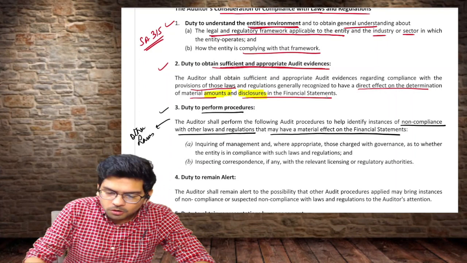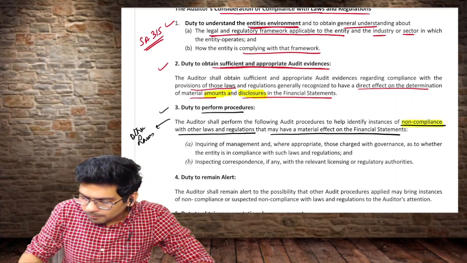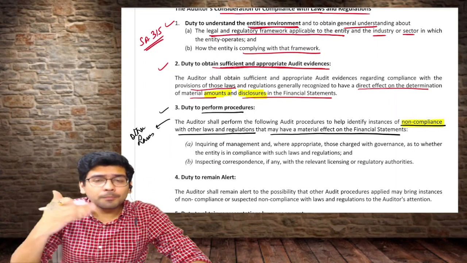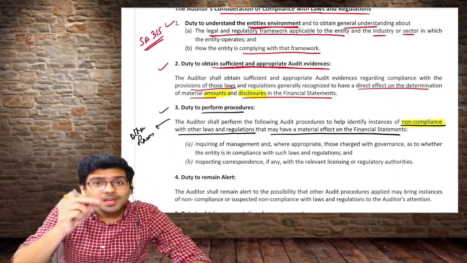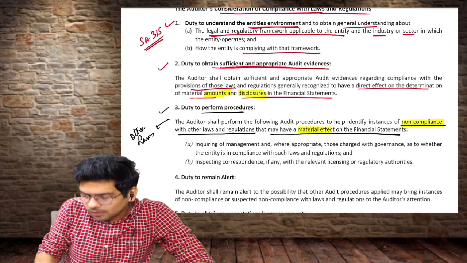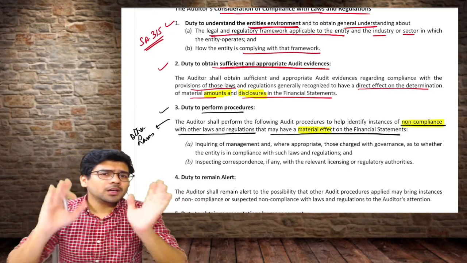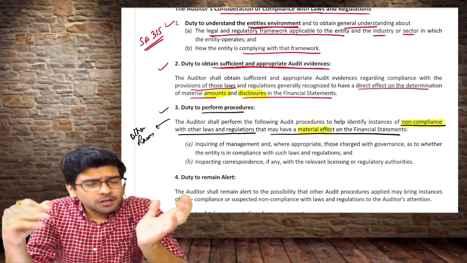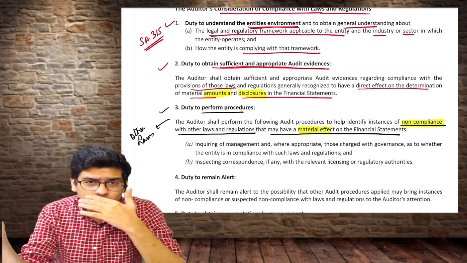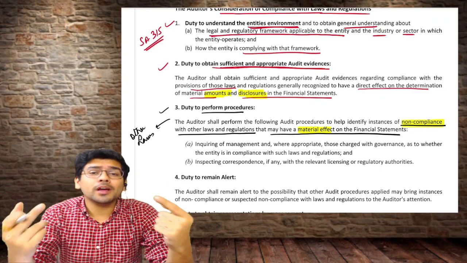For other laws, we are always concerned about what? Non-compliance. Why? Because the non-compliance of these other laws may have a material effect on the financial statements. So how am I going to know whether the company has complied with other laws or has violated them? The first thing I'll be doing is inquiry of the management.